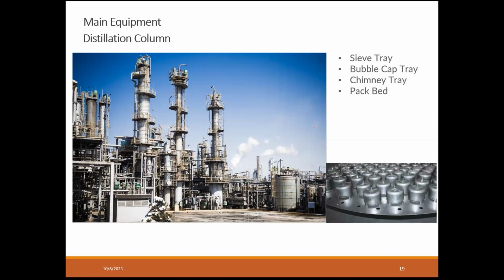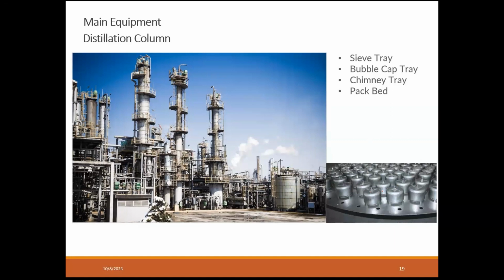So for column, this is internal. We have sieve tray, bubble cap tray, chimney tray, or packed bed. For high efficiency separations, typically they will select bubble cap tray, because bubble cap can provide very good contact between gases and the liquid. And that's why the efficiency of the separation will be a lot higher compared to sieve tray.